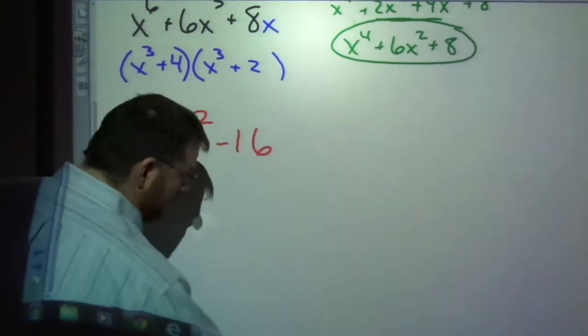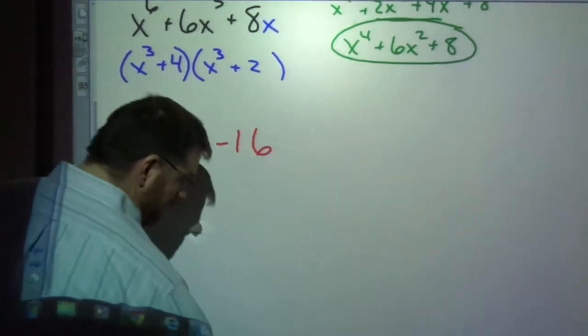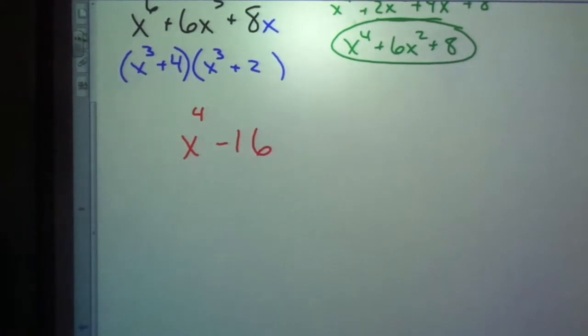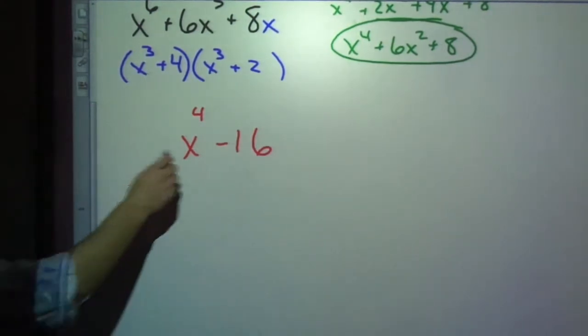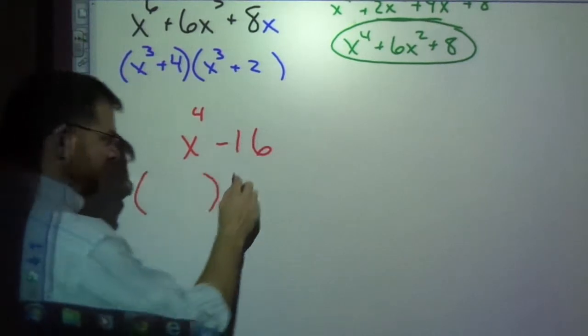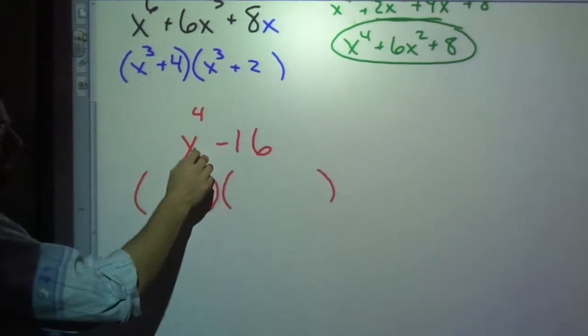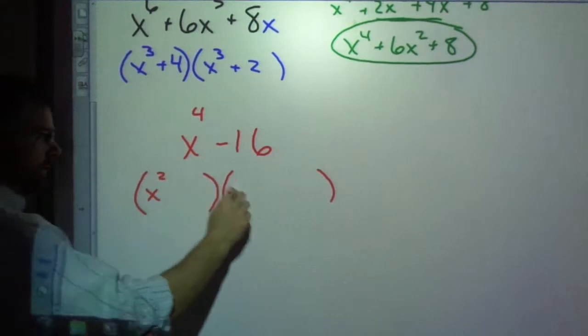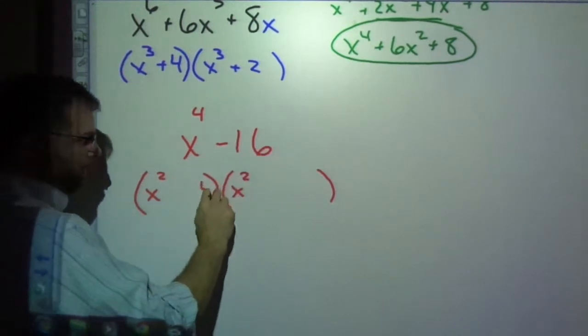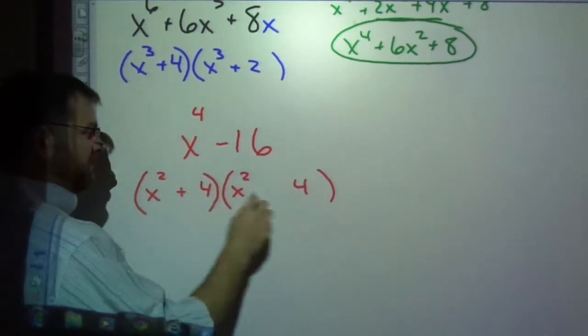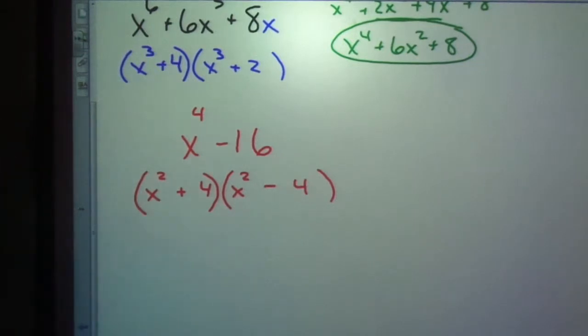Oh wait, not x squared, x to the fourth. Two terms. There's no greatest common factor. This is a difference of two perfect squares. This is a perfect square, that's a perfect square. So I can go to my answer. The square root here is x squared. The square root here is 4. One's positive, one's negative, and done?